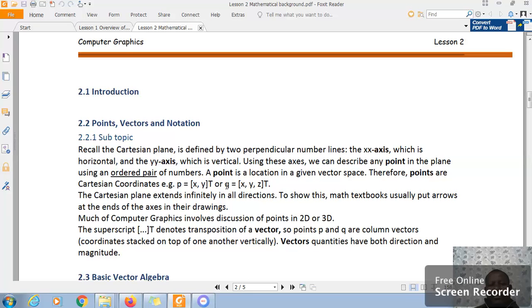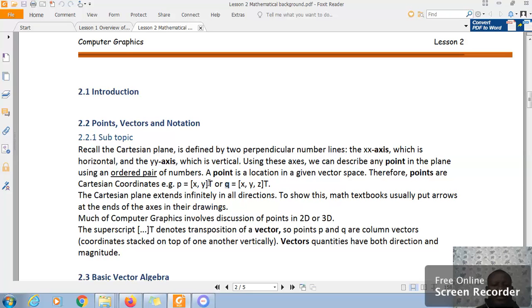We have Q, which is defined by the intersection of x, y, and z values, indicating that Q is three-dimensional. The Cartesian plane, of course, extends indefinitely. That's why we show it in mathematics having an arrow, showing that it is pointing to a certain direction and extending indefinitely. In computer graphics also, we'll discuss a lot to do with 2 dimensions and 3 dimensions.